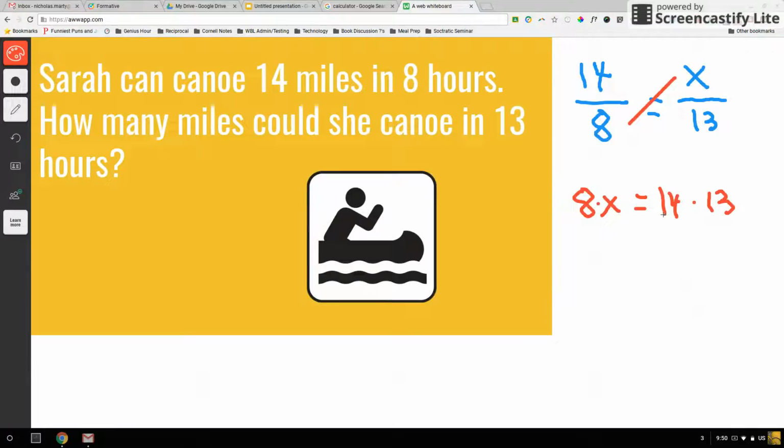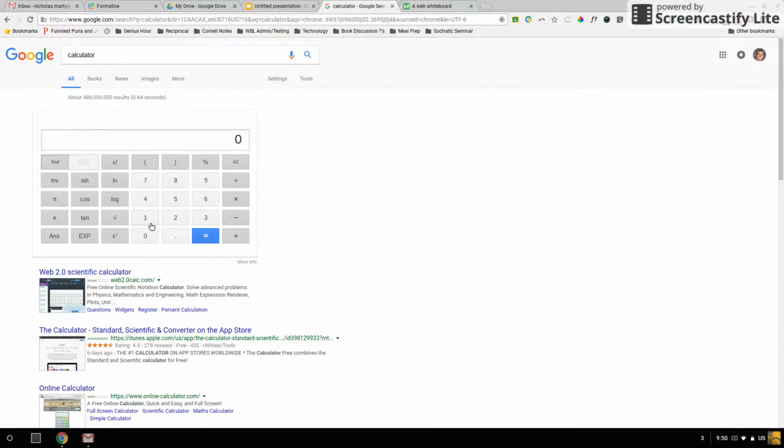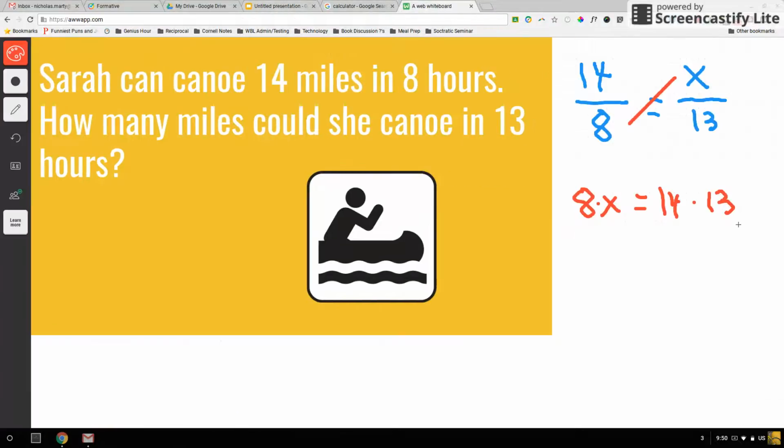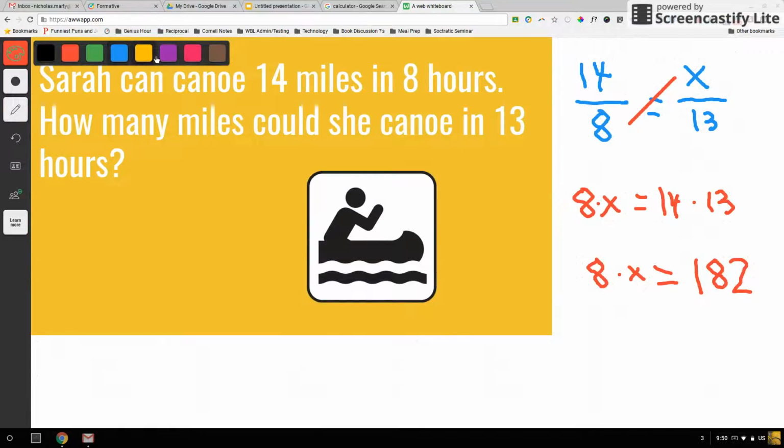So let's simplify this side. 14 times 13, I'm going to do it quickly on my calculator here. 14 times 13 equals 182. So we have 8, I'm going to rewrite it, 8 times x equals 182.